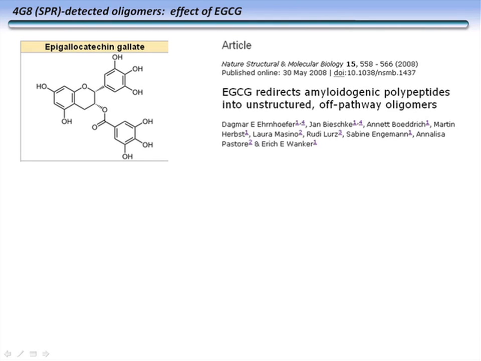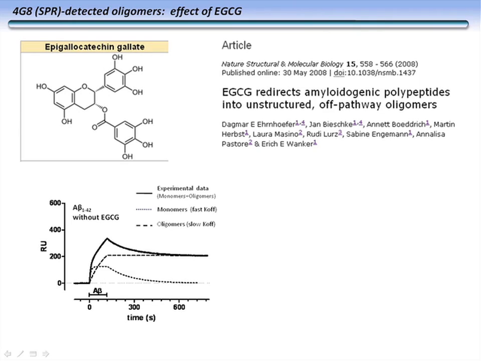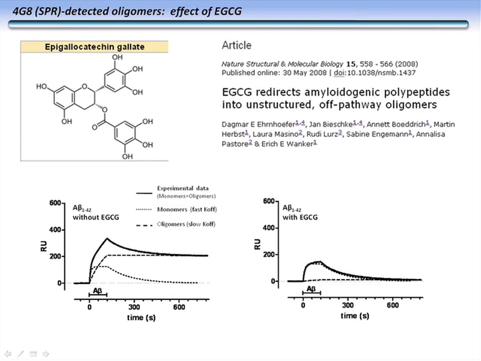This is the sensorgram obtained incubating Abeta42 for 5 hours in the absence of epigallocatechin gallate, with the presence of the two species. When we inject a solution of Abeta pre-incubated in the presence of this compound, we found a selective inhibition of the formation of toxic oligomers, whereas monomers were not affected.